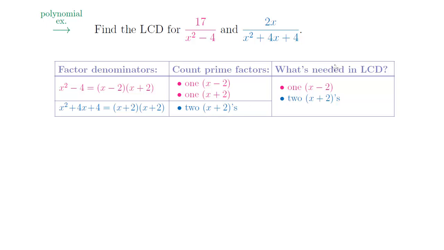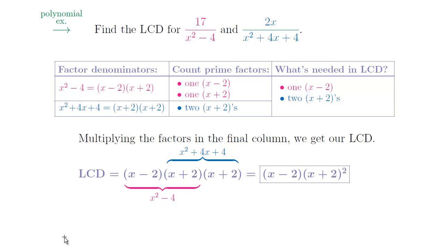So what's needed in our LCD? Well, we need one factor of x minus 2 because it appears in the first factorization. And we're going to need two factors of x plus 2 because the greatest number of times it appears in any single factorization is twice. Multiplying the factors in our final column, we obtain x minus 2 times x plus 2 times x plus 2, which gives us x minus 2 times x plus 2 squared. And that is the least common denominator for our rational expressions.